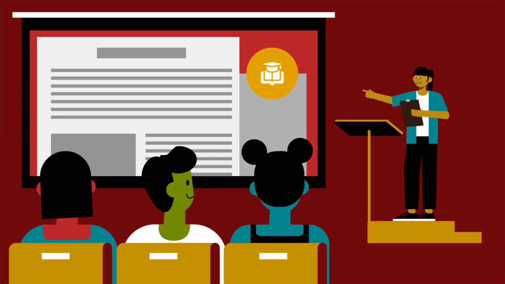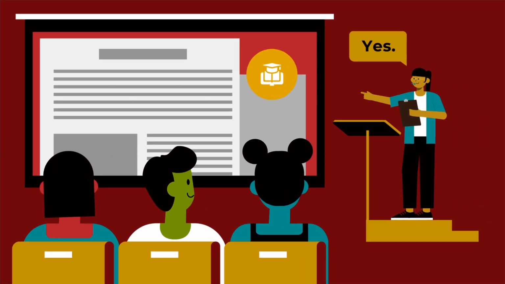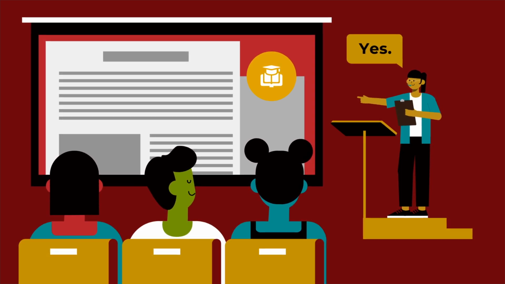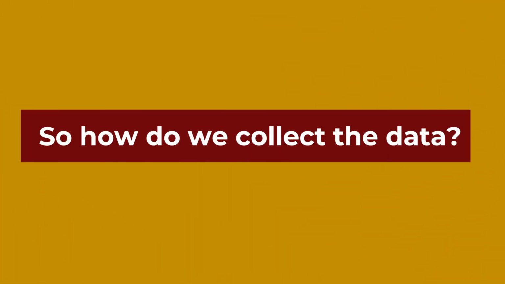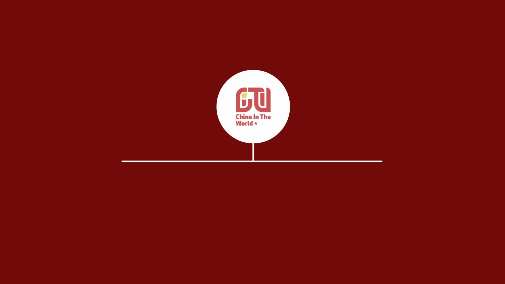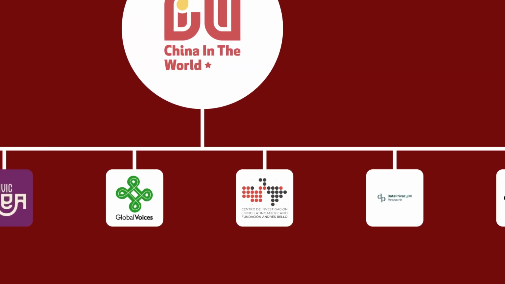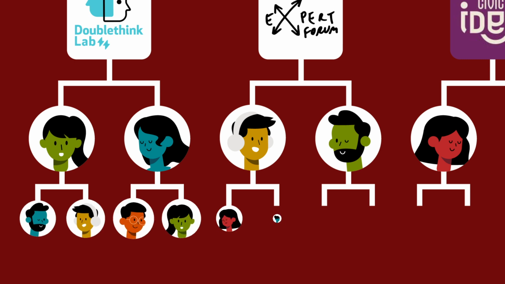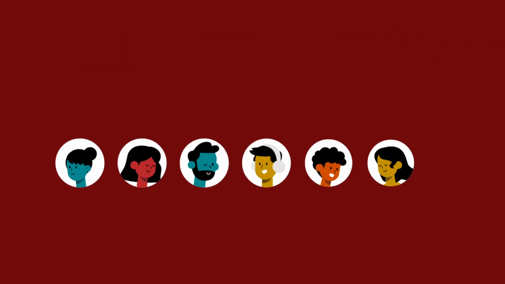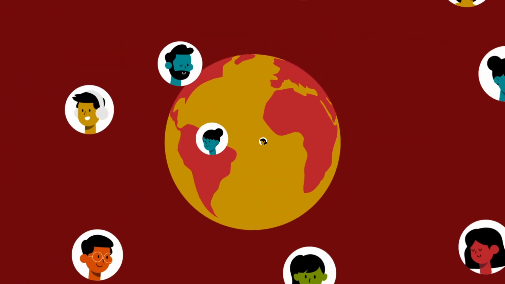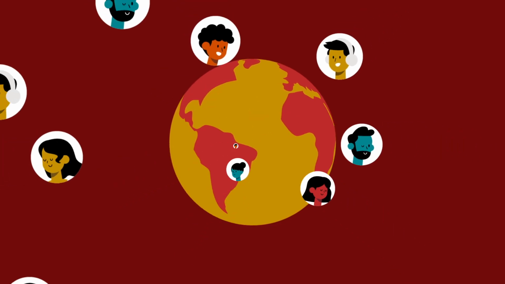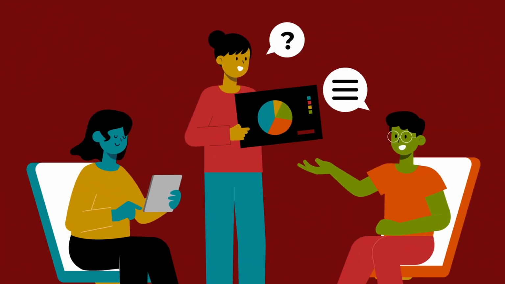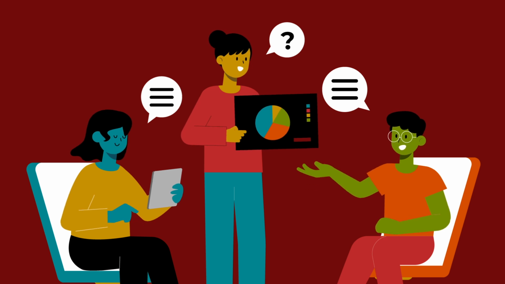If our data collectors want to answer yes to an indicator, they have to prove it with some kind of documentary evidence. So how do we collect the data? We first choose researchers or journalists focused on PRC influence in a given geographical region to be regional partners for the project. Regional partners then recruit local experts from academia, civil society, or media who focus on each index country to respond to the indicators.